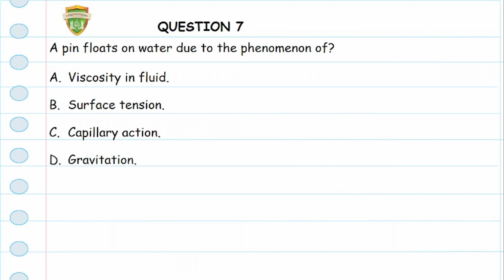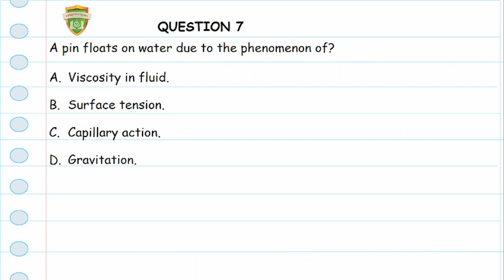Question 7 says that a pin floats on water due to the phenomenon of... Now, we go through each of these options. Viscosity is basically friction in fluids, so that is ruled out because that is not the reason why a pin floats on water. Capillary action is the tendency for a fluid to move up a tube, something that happens in plants when they are taking up water from the roots through the stems to the various parts, and that is not why a pin is able to float on water. Gravitation simply talks about a body's ability to draw things to itself.